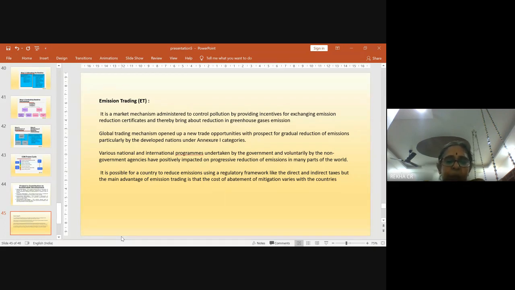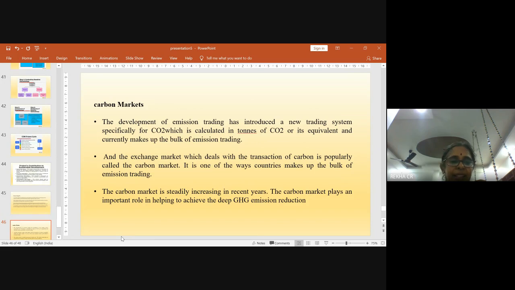So it is possible for a country to reduce emissions using a regulatory framework like direct and indirect taxes. But the main disadvantage of emission trading is that the cost of abatement or mitigation varies with the countries.